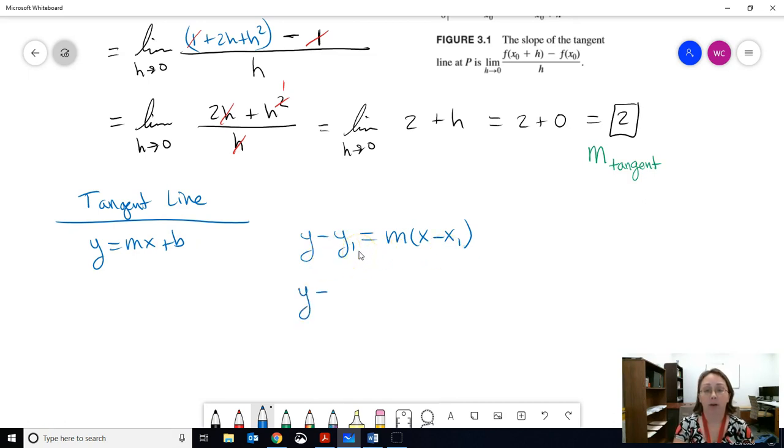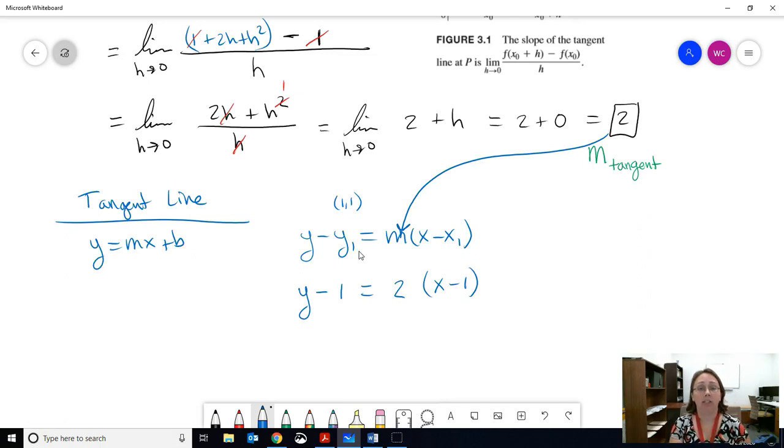So we can plug in our point. Remember, our point was 1, 1. So y1 is 1, and x1 is 1. And we just found our slope. Remember, we're finding the tangent line, so we use the slope of the tangent line. And we plug that in, too. Now, when we give an equation of a line at the end, we usually simplify. So our goal is to now rewrite it in the mx plus b form. So get y by itself and simplify the other side.